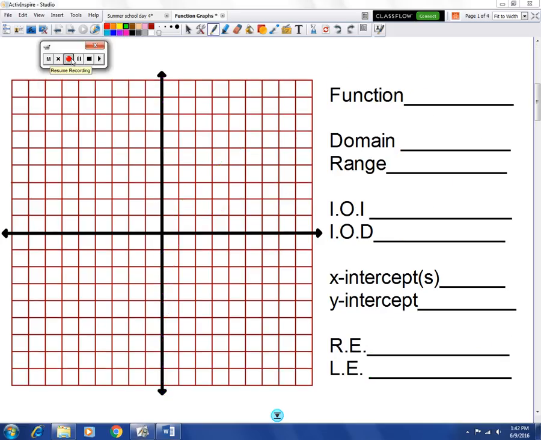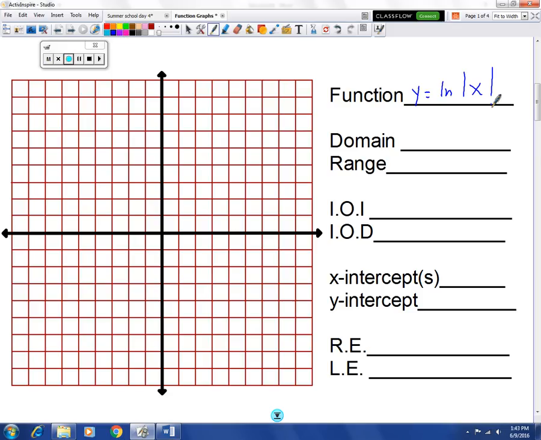Okay, let's expand on that. y equals natural log. Let's throw an absolute value of x in there, and see how this is different. This is going to be a lot different.